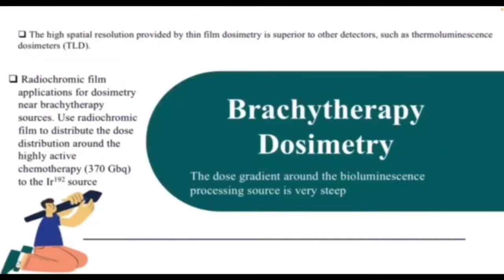For brachytherapy dosimetry, the dose gradient around the brachytherapy source is very steep. The high spatial resolution provided by thin film dosimetry is superior to other detectors, such as the thermoluminescence dosimeter (TLD). Radiochromic film application for dosimetry near brachytherapy sources uses a radiochromic film to map the dose distribution around the highly active 370 gigabecquerel iridium-192 source.